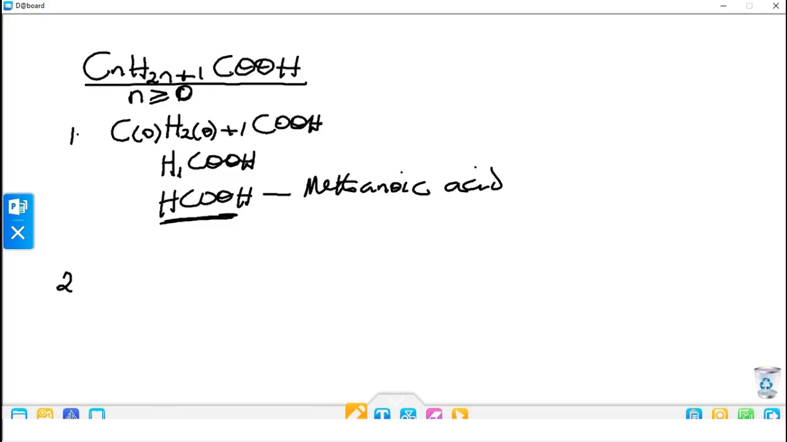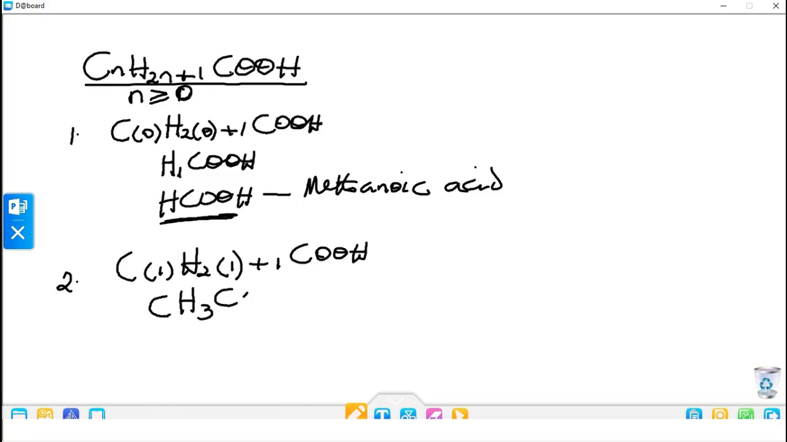The next member is going to have 1 as the value for n. So this is going to be C(1) H(2×1+1) COOH. So C times 1 is C. Pen down our H. 2 times 1 is 2, plus 1 gives us 3. And we have COOH. COOH is a constant value for all the alkanoic acids. So this is called ethanoic acid.